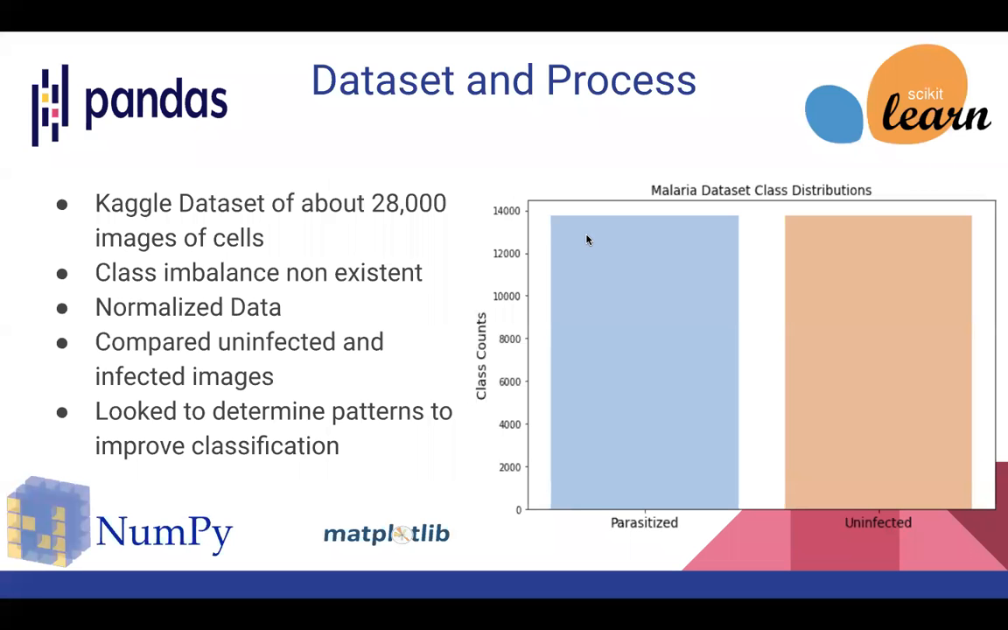So in my data process, I used a Kaggle data set of about 28,000 images of cells. There was no class imbalance as both classes were equally represented. We compared both classes and looked to determine patterns to improve classification.